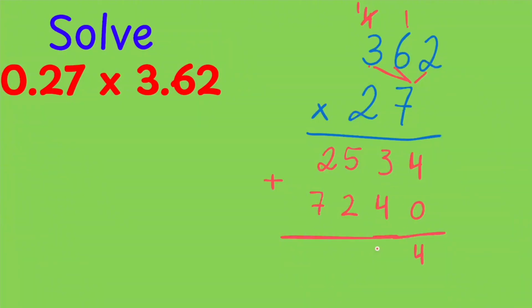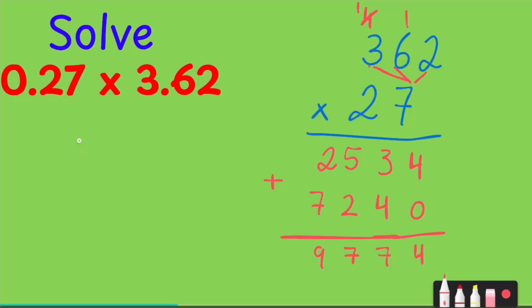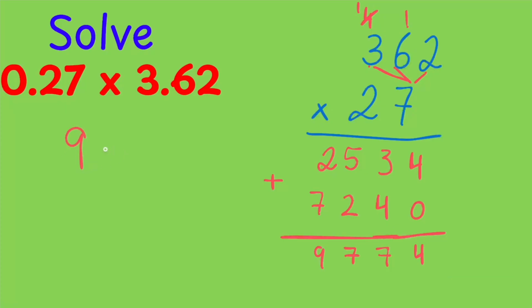3 plus 4 equals 7. 5 plus 2 equals 7. 2 plus 7 equals 9. Now, the final product is 9,774. But this is not the final product because you have to place the decimal point. Don't forget that we are multiplying decimals.